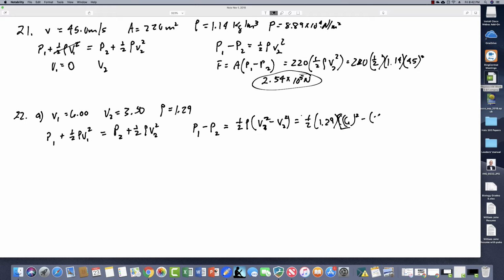Minus 3.50 squared. And when you work this out, you get 15.2 newtons per square meter, which doesn't seem like a whole lot, which is why, and this answers the second question, you have a small force, but generally sails make up for that with a fairly large area. And so your total propelling force is going to be the multiplication of these two. And that's what leads to the motion of the boat.